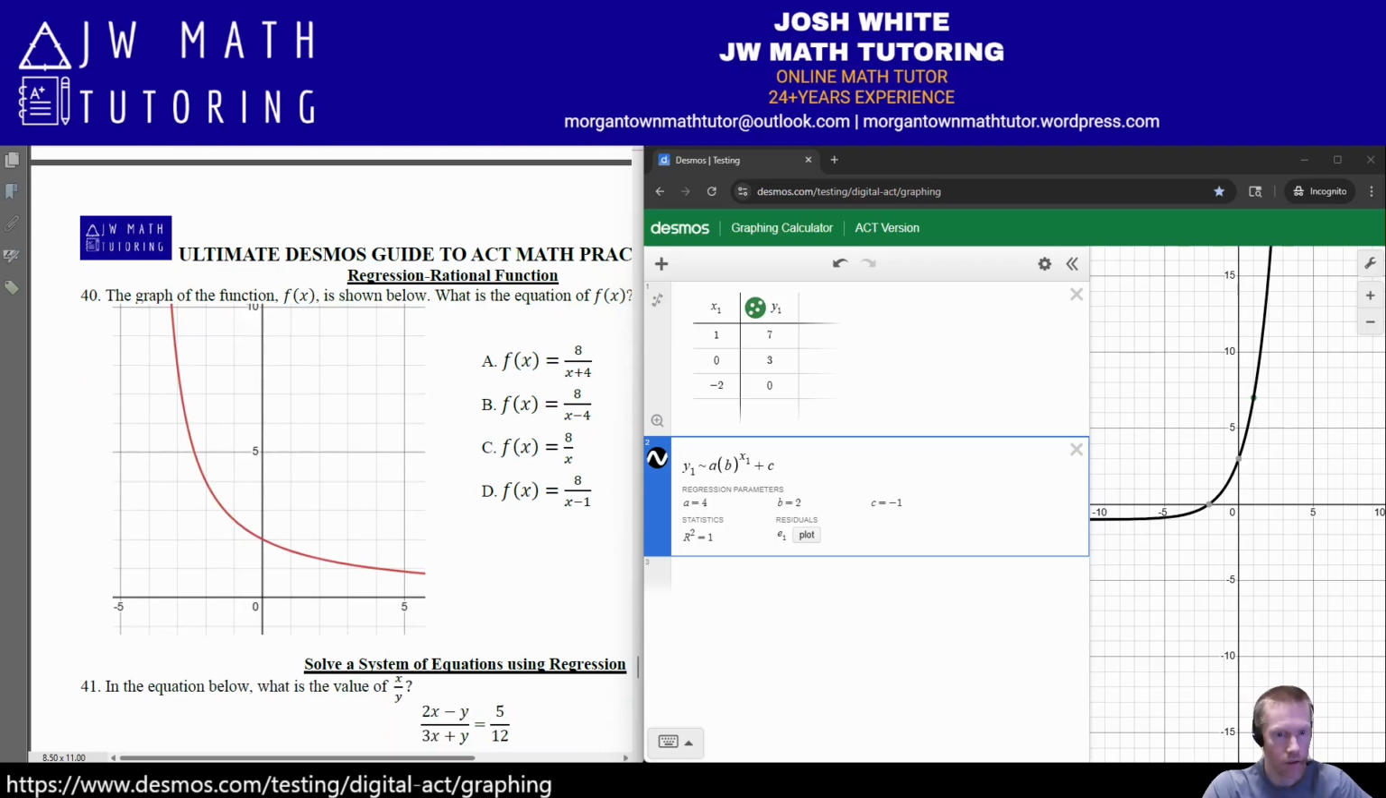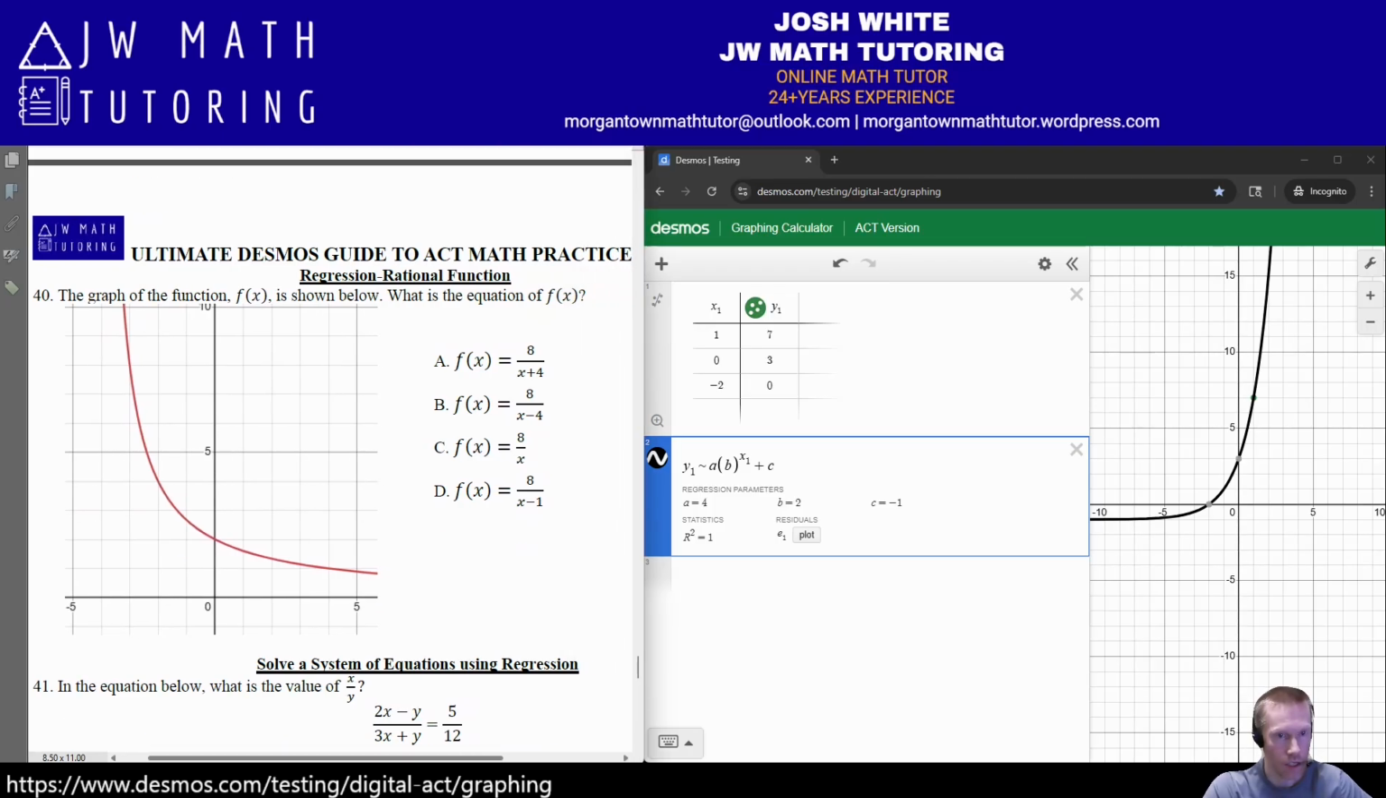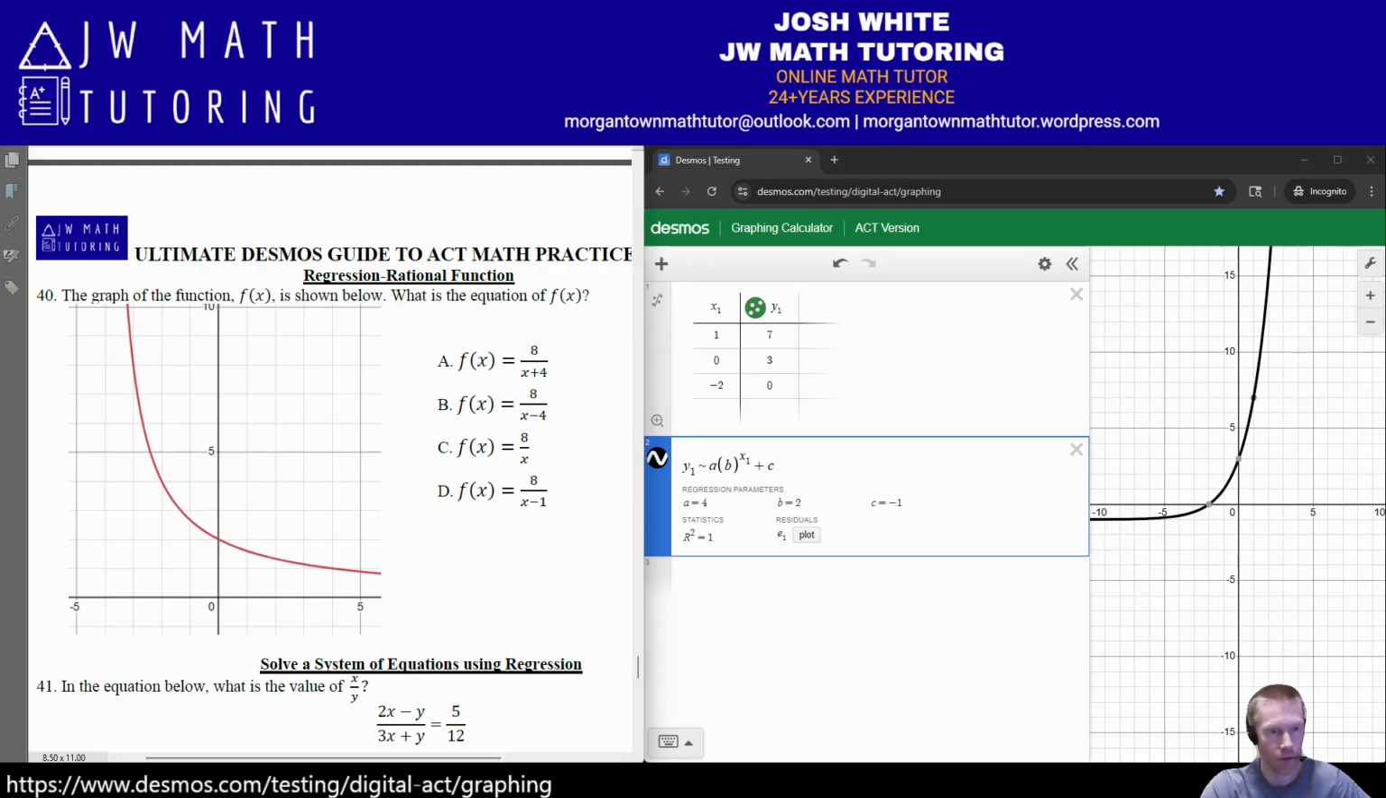All right, now let's look at an example involving a rational function. So we're at the top of the next page. It's question number 40. Note that this graph is only part of the entire graph of the rational function. Sometimes they only show you part of the graph. They don't show you the full thing.